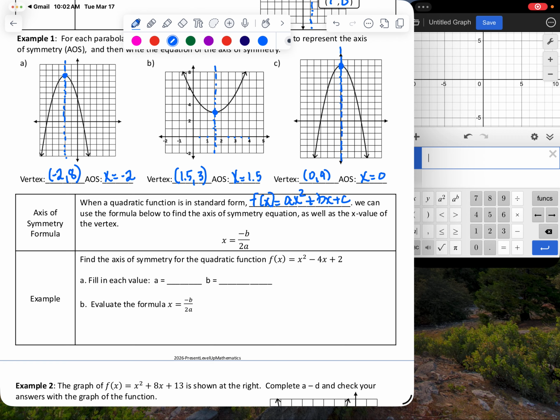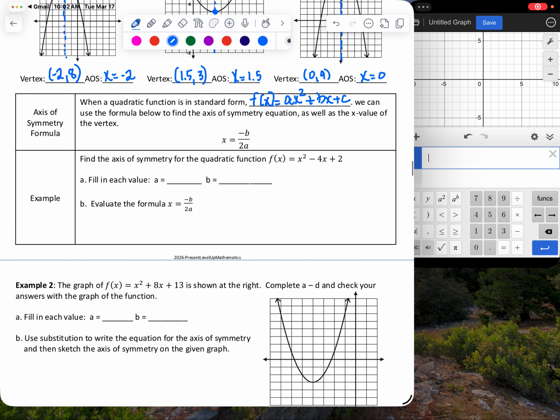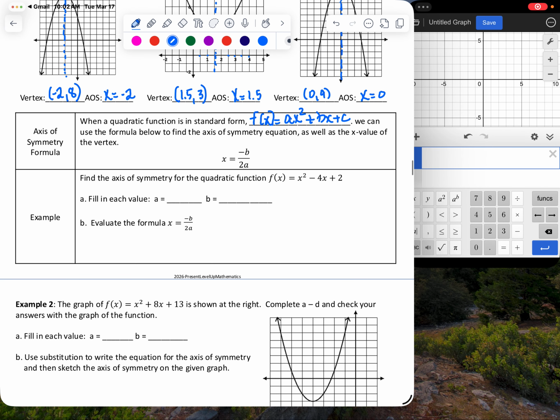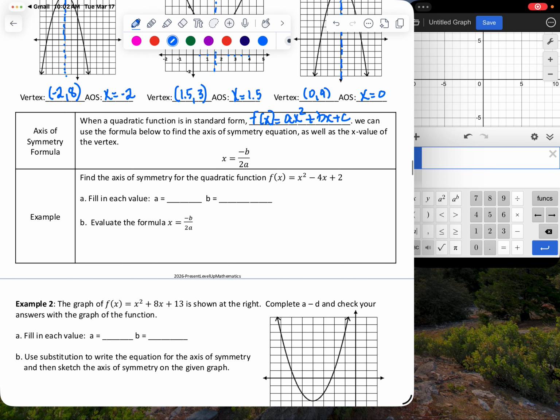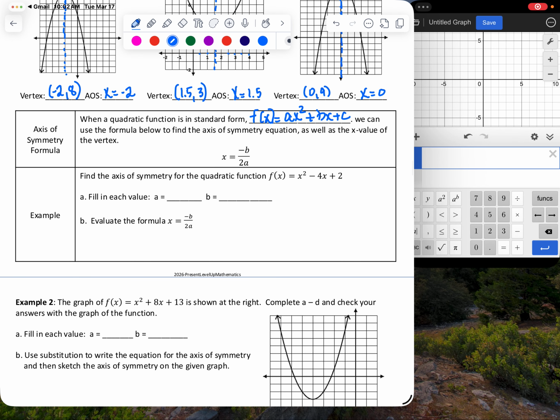So our formula is x equals the opposite of b divided by 2 times a. In our example, it says find the axis of symmetry for the quadratic function f of x equals x squared minus 4x plus 2.